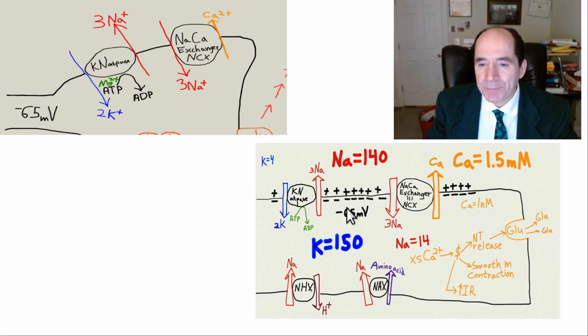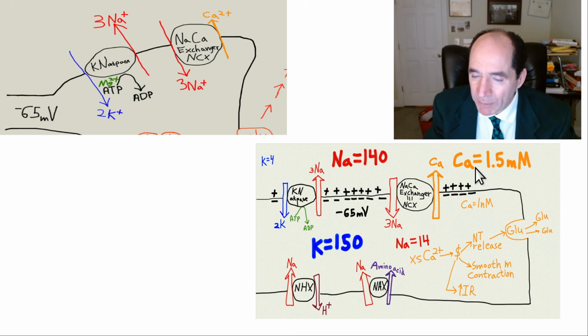So here is the electrochemical battery effect of the plasma membrane of a neuron. You've got the negative electrical gradient, negative 65 millivolt charge inside the neuron, and you've got the chemical gradient with sodium 10 times higher outside than inside the neuron. And so again, you make that by using this ATP-dependent pump, and then you can harvest that gradient to do other work, like pump calcium out of the cell.